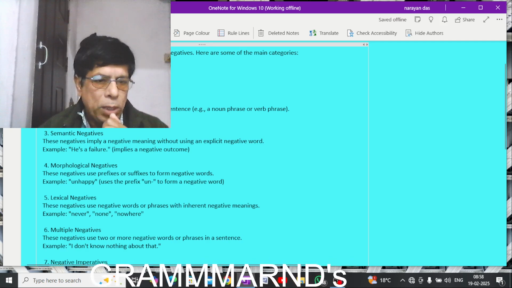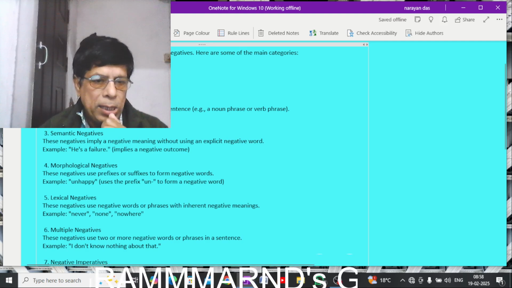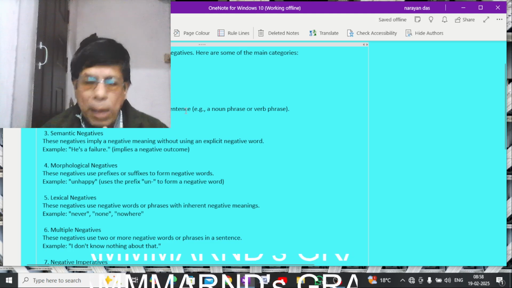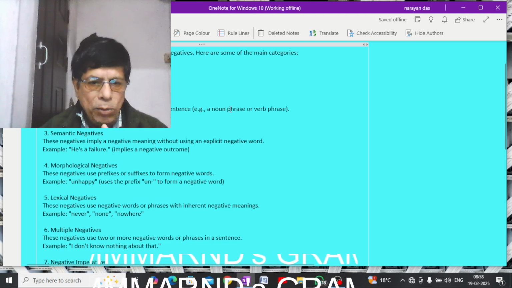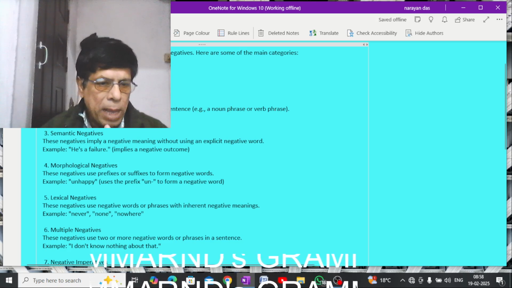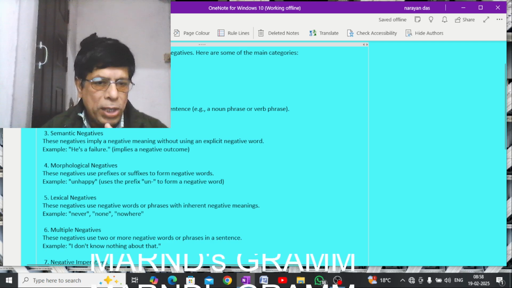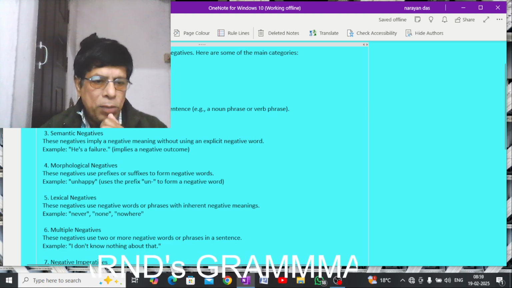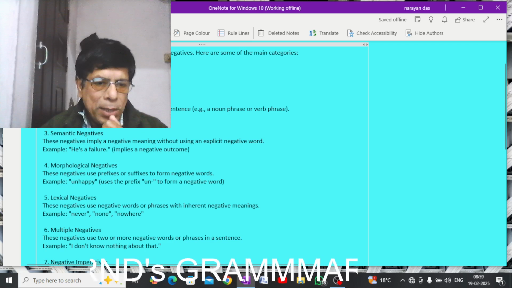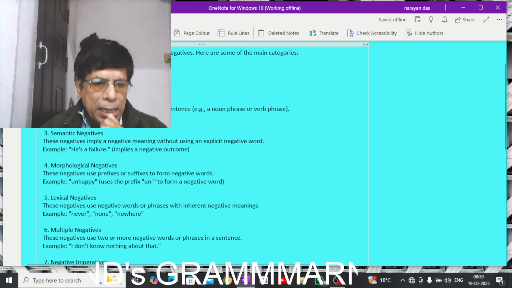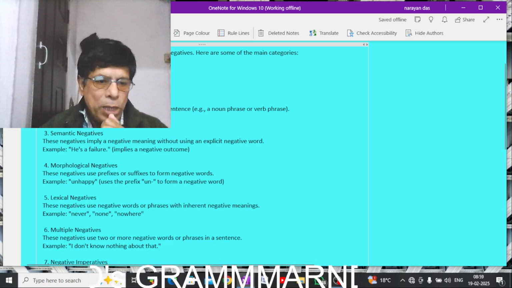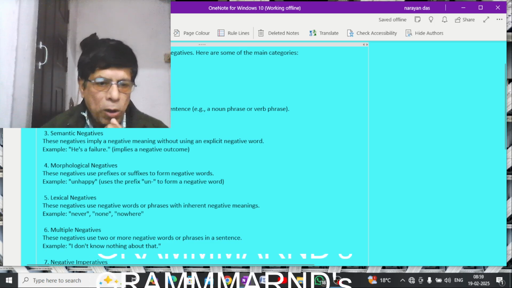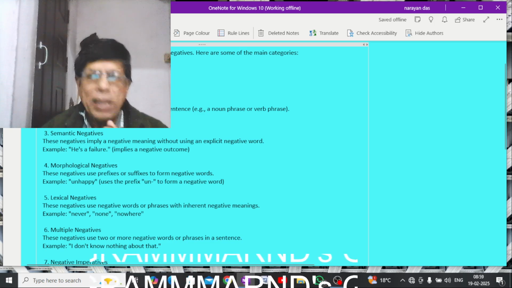Number two, constituent negatives. These negatives apply to a specific part of the sentence, a particular part of the sentence. Example, a noun phrase or a verb phrase. Example, I like non-vegetarian food. Now look here, I like food is the main sentence, but vegetarian has been made a negative phrase by using the negative prefix non with a hyphen. That is non-vegetarian. Only this part is negative.